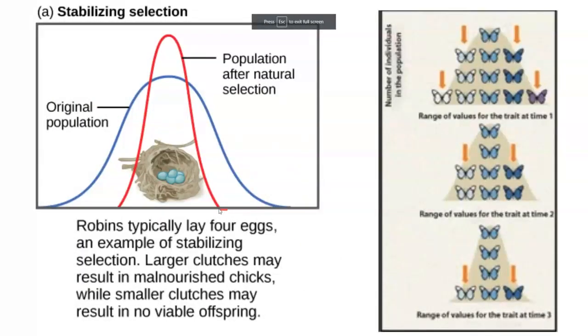Stabilizing selection is going to select for the mean or select for the average. For example, these robin's eggs. If I were a tiny little bird, producing an egg would be quite a laborious and resource intensive task. And so I want to make sure that I get it right. If my neighbor bird, the bird in the nest next door, only laid one egg, that's great for her because she only has one egg to care for and protect.